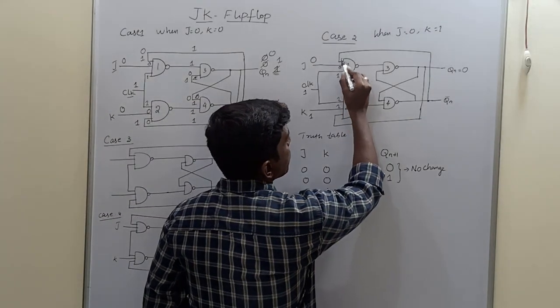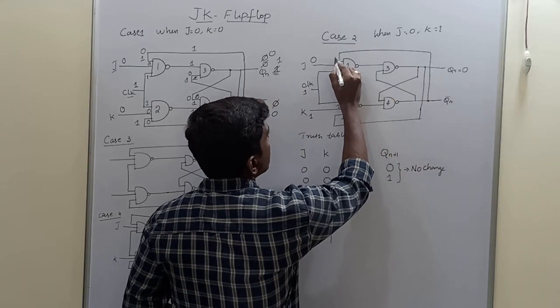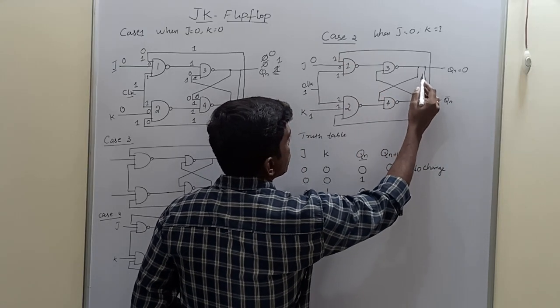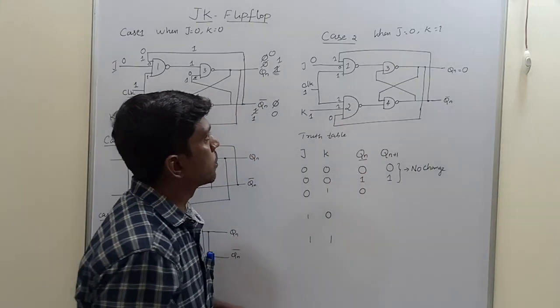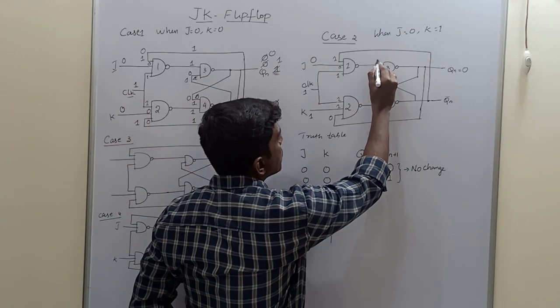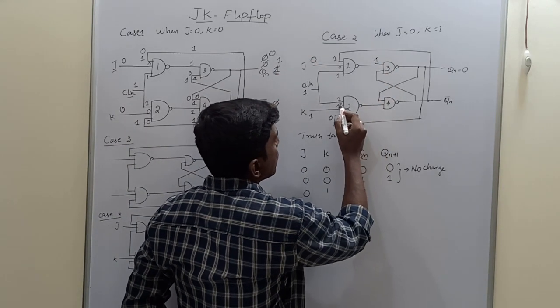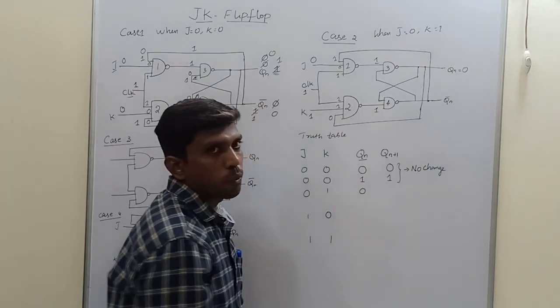So here the first input is get from Qn bar. So Qn is 0 means Qn bar is 1. So here Qn value is feedback to here, so this value is 0. So first NAND gate input is 1 0 1, the corresponding output is 1. Second NAND gate input is 1 1 0, the corresponding output is 1.